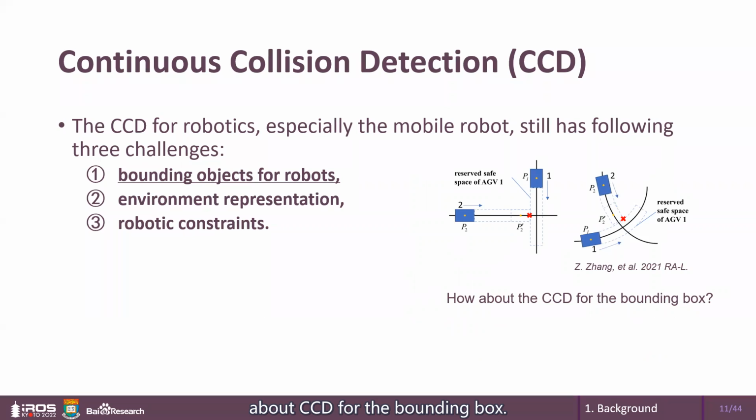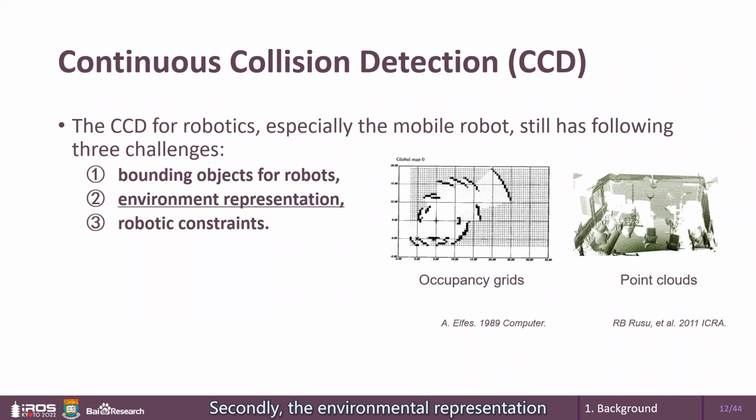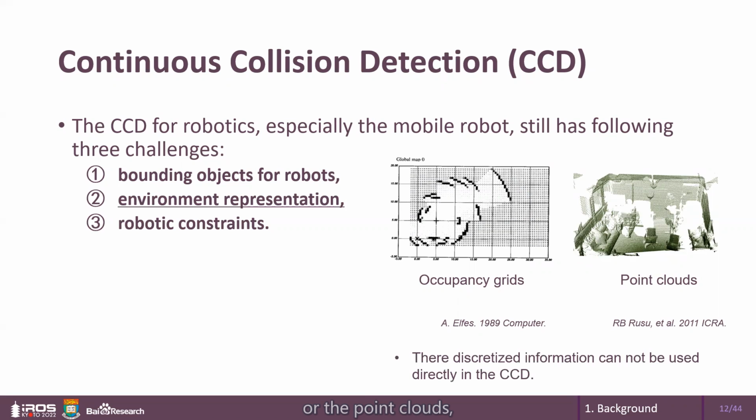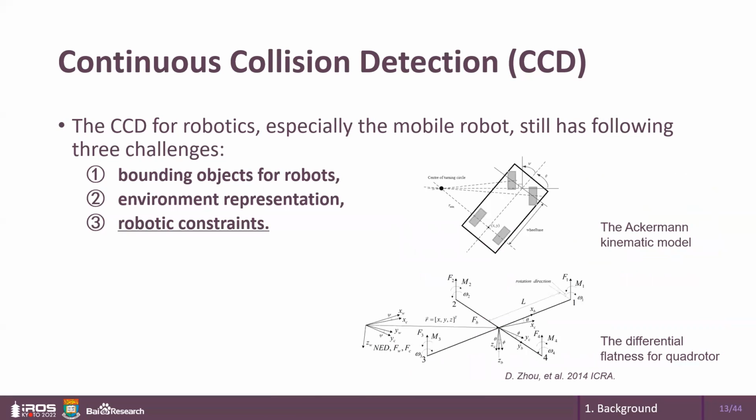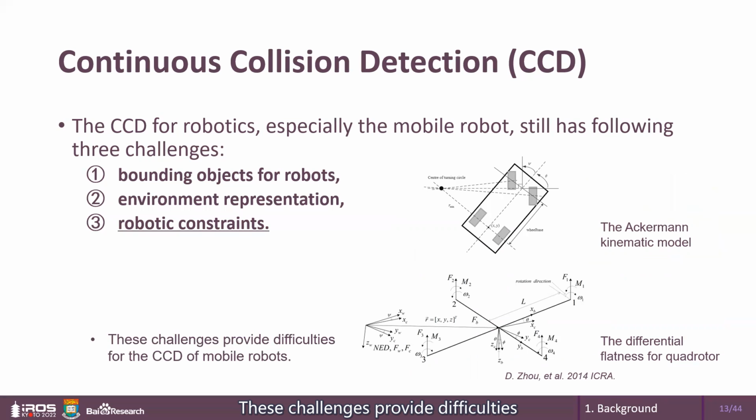whereas leading to a difficulty about CCD for the bounding box. Secondly, the environment representation is still an open problem, even if we can use the occupancy grid map or the point clouds. This discretized information cannot be used directly in the CCD. Thirdly, it is inevitable to consider robotics constraints in practice. These challenges provide difficulties for the CCD of mobile robots.